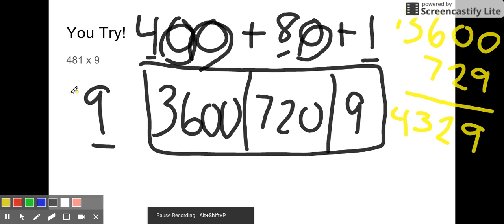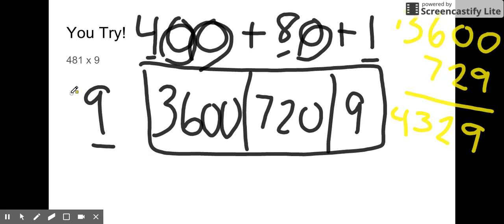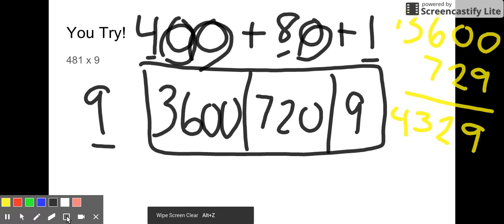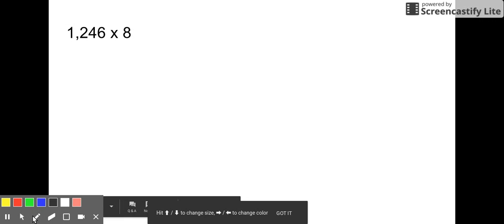All right, so if you pulled apart your factors, multiplied the top times the side, and then added what was in the box together, your partial products, you would have ended up with 4,329, which tells me that 481 times 9 is 4,329. So we just tried doing a 3-digit by a 1-digit. Now let's try doing a 4-digit by a 1-digit. We're going to follow the same steps that we followed before.